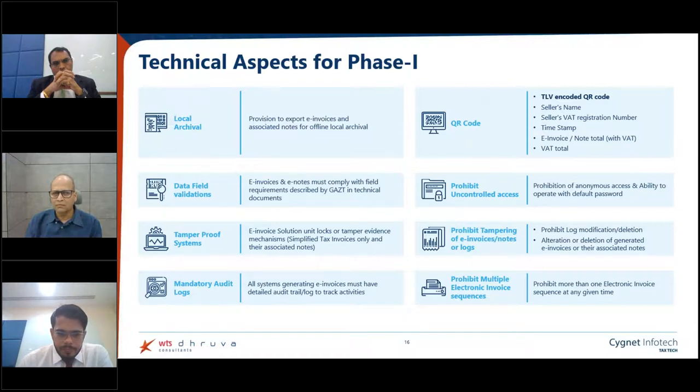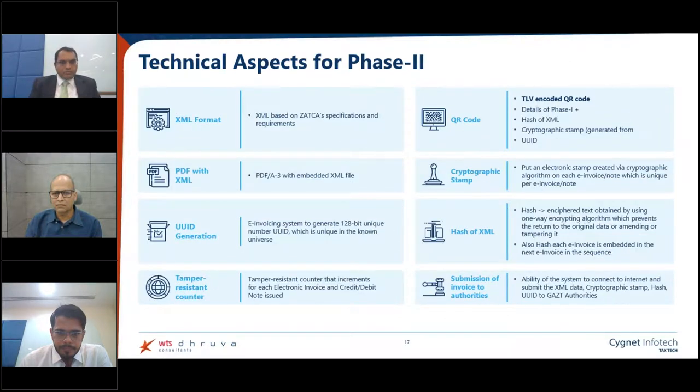Again, as I mentioned, each of your systems should have an audit log in place. And as Neeraj rightly highlighted, looking at phase one in isolation is not going to solve a long-term challenge. This whole implementation is a combination. So phase one and phase two should be considered as a combined project, as a single unit of implementation and business process automation. And for the same reason, we are also talking about the technical things that need to be taken care of when phase two comes into place.